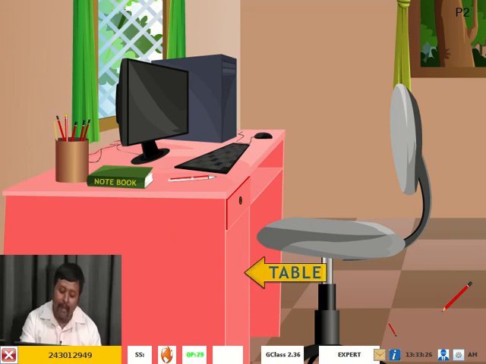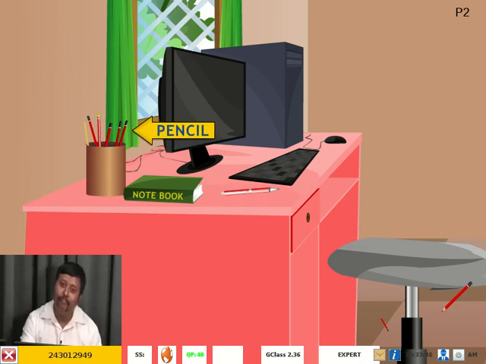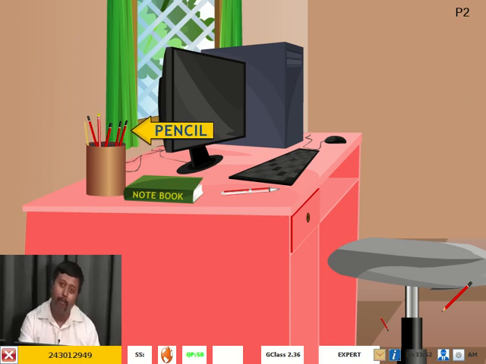After that, what do we have? We have a book, a notebook. So what is this? Another name of an object. Then we have pencils. What is a pencil? Pencil is a device through which we can write or draw something. So what is pencil? It's the name of that device, isn't it?